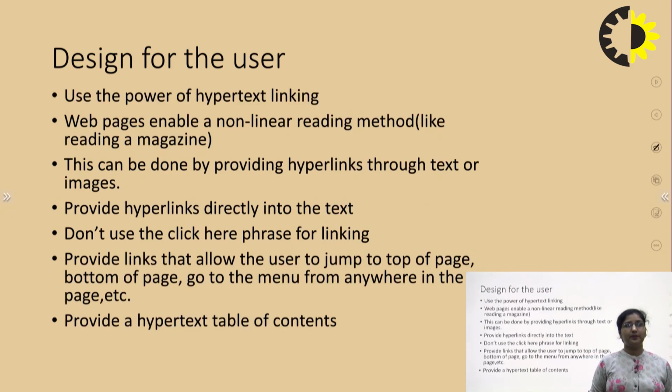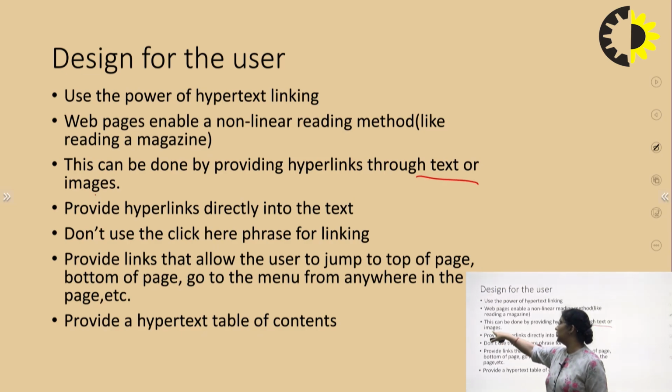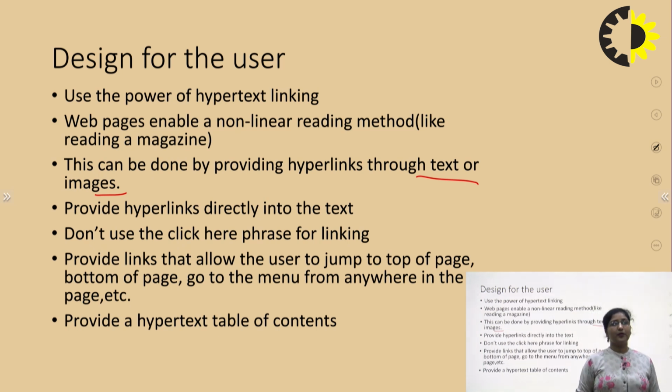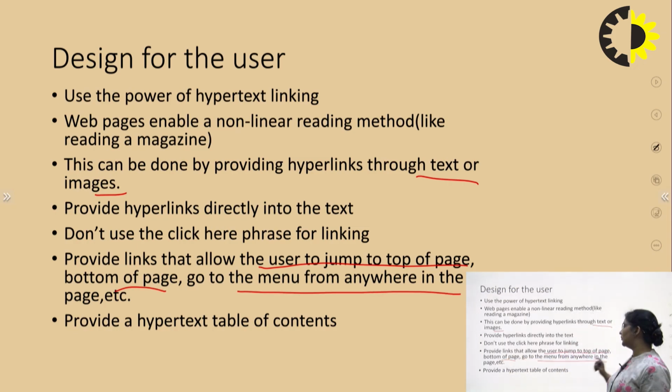We can use the power of hypertext linking. On a web page, it enables a non-linear reading method, like reading a magazine. And this can be done by providing hyperlinks through text or through images. We can provide hyperlinks directly on the text. We don't use the phrase click here for linking. Provide linking that allows the user to jump to the top of the page, the bottom of the page, or go to the menu from anywhere in the page, etc.